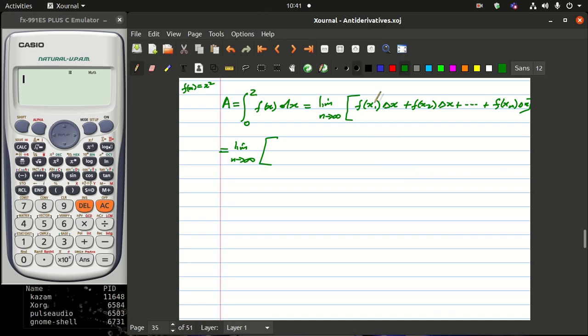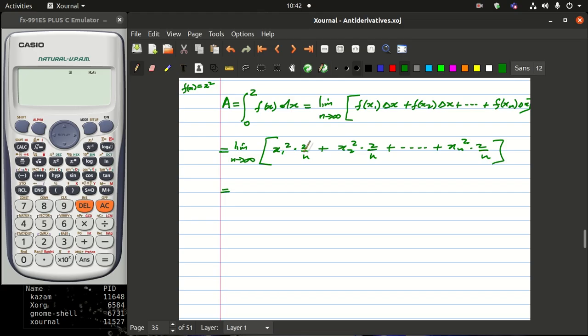And then when it comes to this one here, I know that I will just have x1 squared times delta x. What is delta x? Delta x, we said it is 2 over n. You see how easy this thing is. x2 squared times 2 over n plus blah blah blah up until you arrive at xn squared times 2 over n. This is not hard at all.